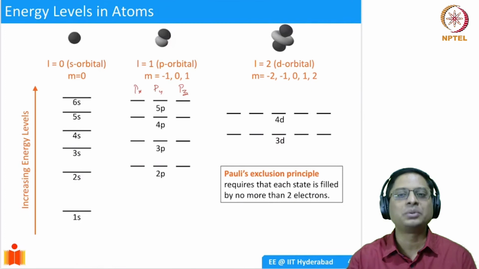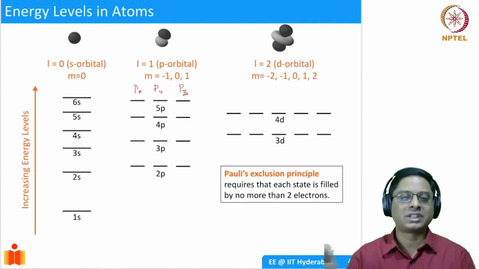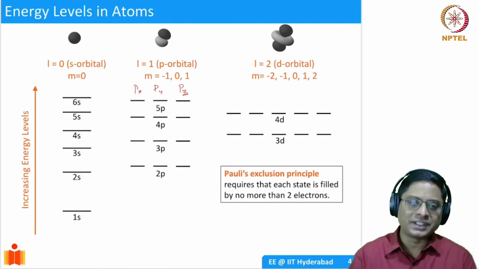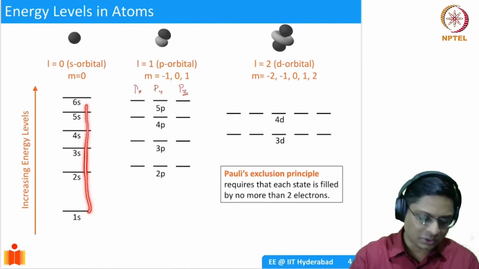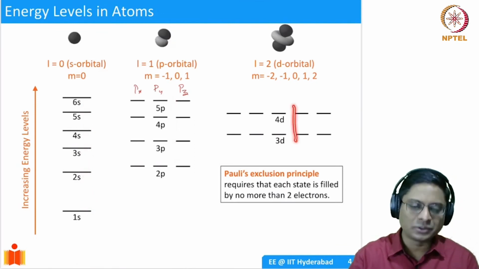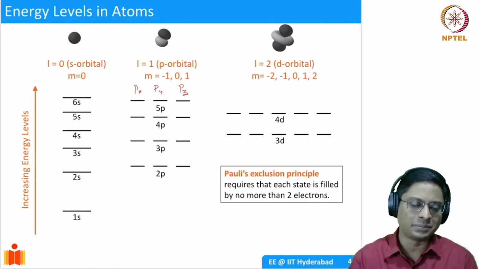Similarly, if you go to L equal to 2, you have a d orbital, which again has m from -2 to +2. So there are 5 degenerate levels in the case of the d orbital. And because of that, you have these energy levels. For example, in S you have 1s, 2s, 3s, and so on. And in P you have 2p, 3p, and so on. And in D you have 3d, 4d, and so on. And the corresponding energy levels are drawn to scale in this picture.